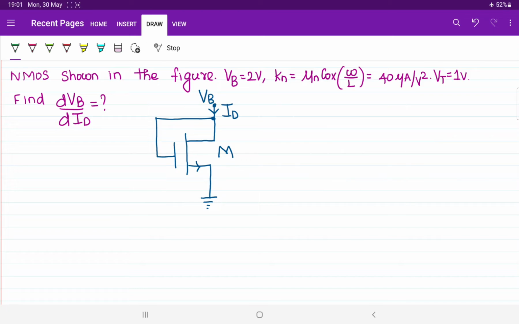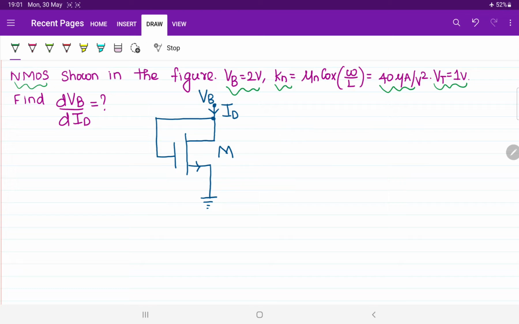So let us start the question. See here, the given question is one n-channel MOSFET, and it is clearly shown in the figure. The value of VB is given as 2 volts, and the value of Kn they have defined. Kn means mu n Cox W by L equal to 40 microampere per volt squared. Threshold voltage equal to 1 volt. What is the value of dVB by dID?